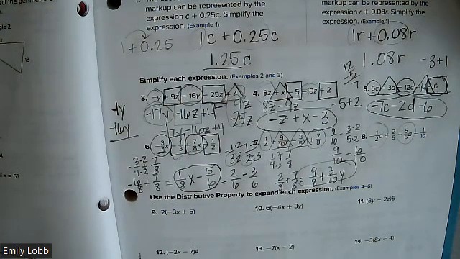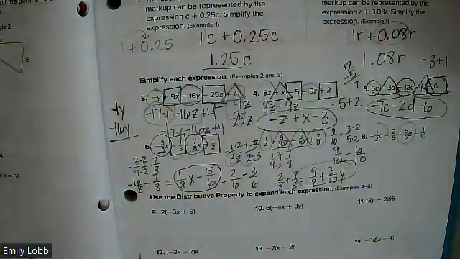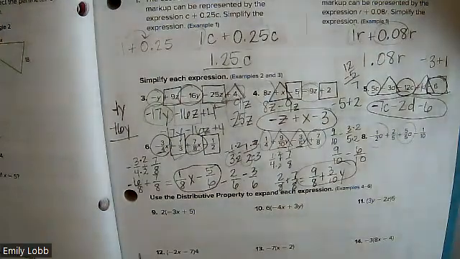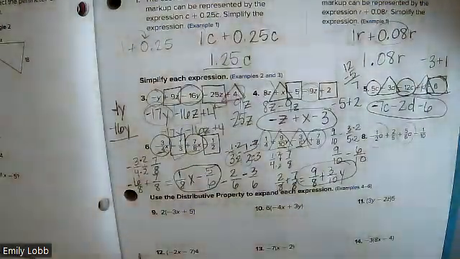Number 8. So we're going to combine that with that. So how do I change 1/2 into something out of 6? We're going to multiply the top and the bottom by 3.